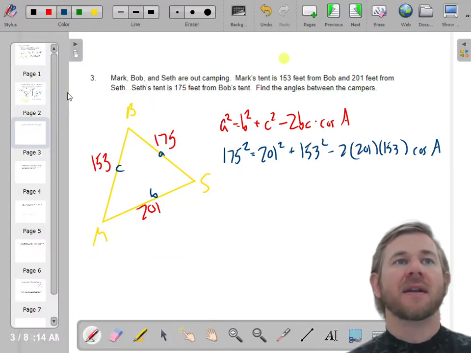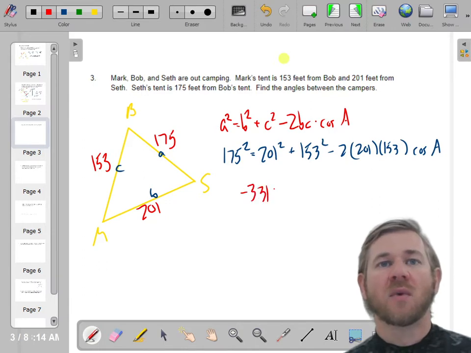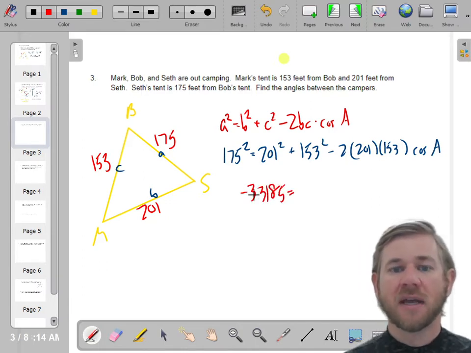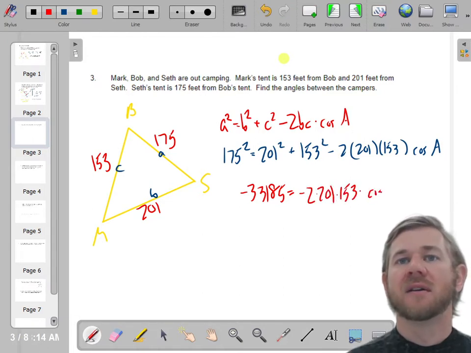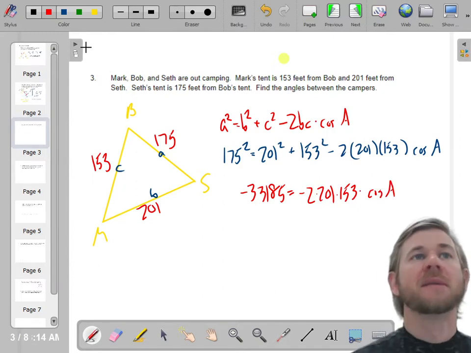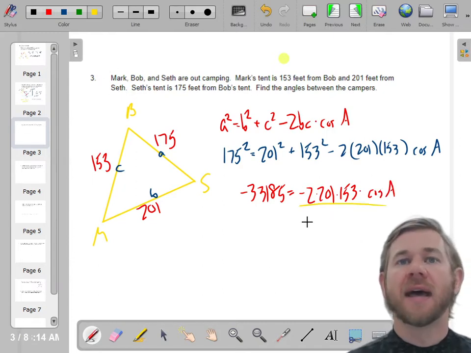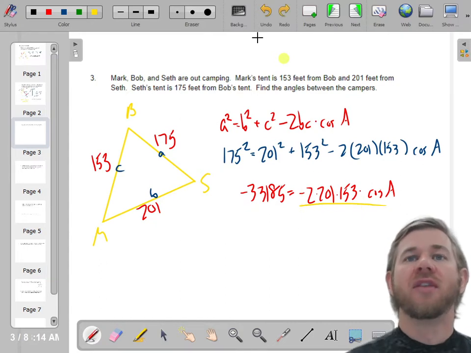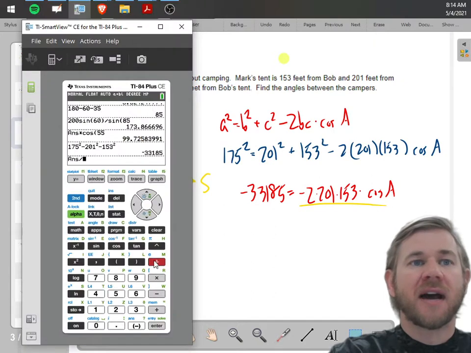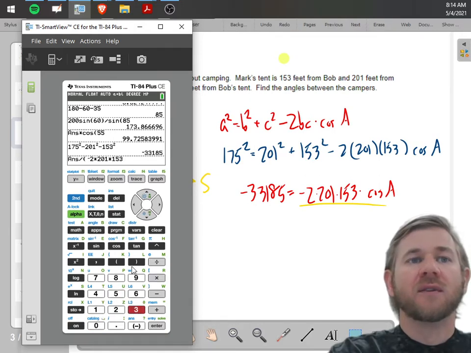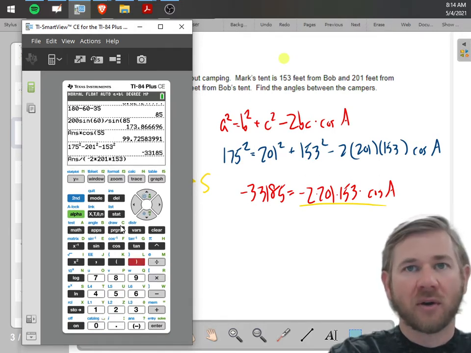So this is now negative 33185, and that equals this whole product. So that's negative 2 times the 201 times the 153 times the cosine of A. Those are all being multiplied. So to undo that, I'm going to divide by that whole thing. But when you do that, you need to make sure you put it in parentheses. So I'm going to divide by the quantity negative 2 times 201 times 153. If you don't put the parentheses, you will get it wrong.